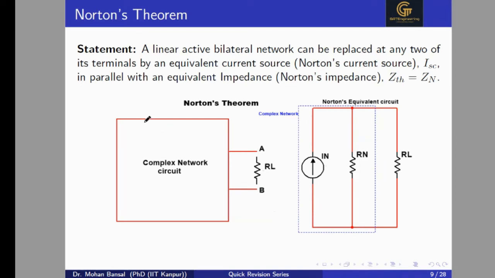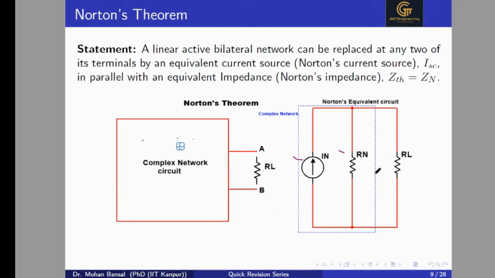So this is a complex network which consists of several sources and resistors, inductors, capacitors in case of AC, and only resistors in case of DC. So it consists of several components, or RLC components. We can replace this network by a parallel combination of a current source and Norton's resistance or impedance, and the load resistance is connected across terminals A and B. So this is the approach to solve. This is Norton's equivalent circuit. Now we can replace this entire circuit by IN, RN and RL.